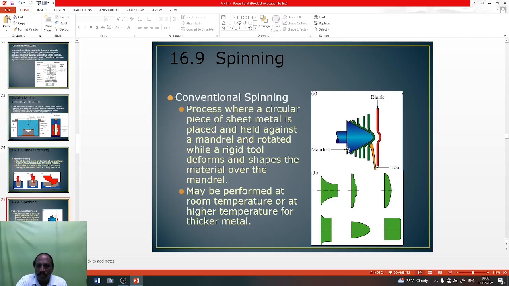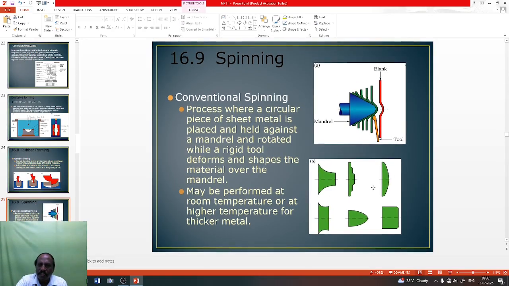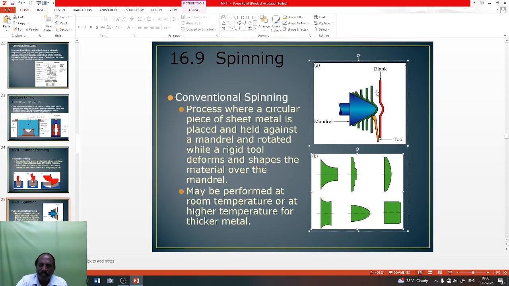Okay, there is one die here. The die will be kept here. This die can be used to process many shapes. The mandrel shapes can be changed according to the work requirements. So if it is round, you can create round, and conic shell or any shape you can get by using this spinning process.